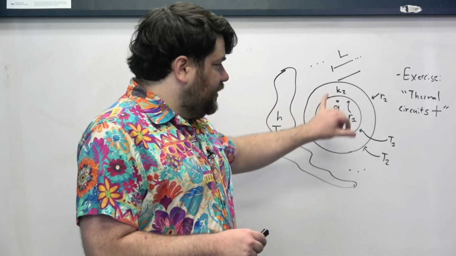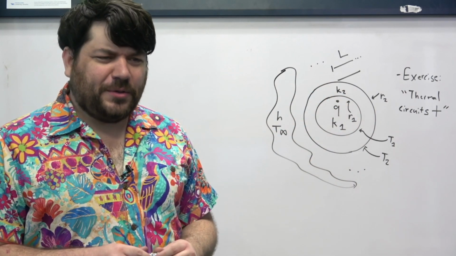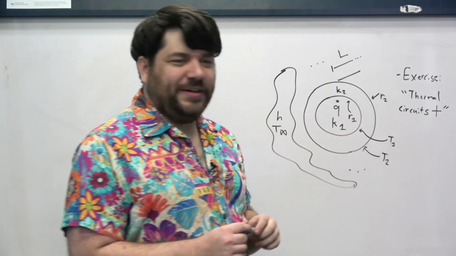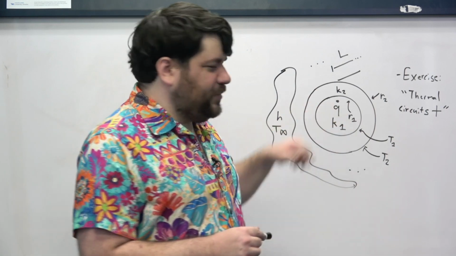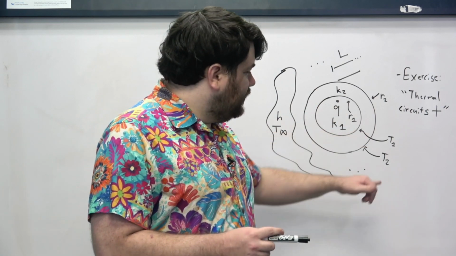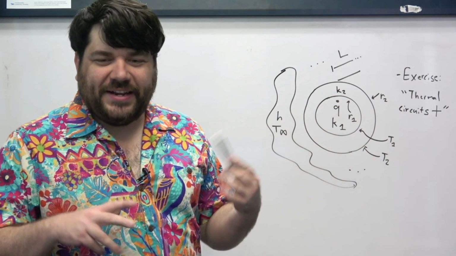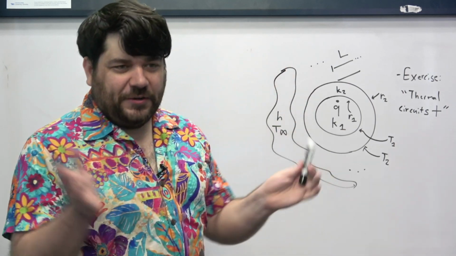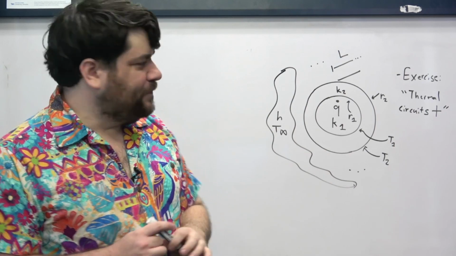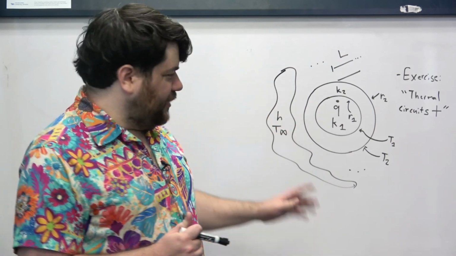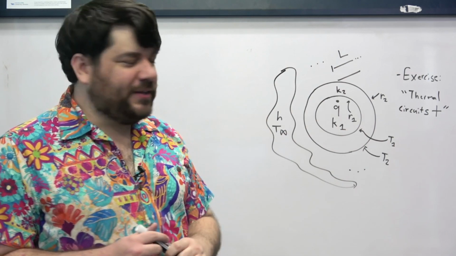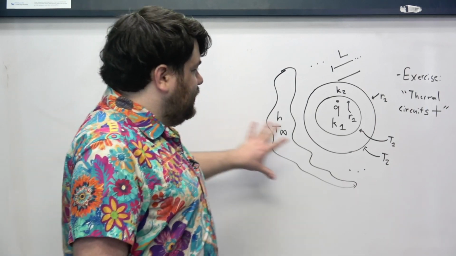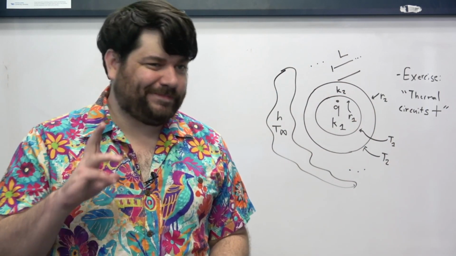But nevertheless, the cladding is still a solid object with some thermal conductivity K2 and some outer radius R2. And then we can say the temperature on the interface between the cladding and the fuel rod is T1, and the temperature of the outer surface of the cladding is T2. All of this is surrounded by air or some kind of liquid, with some heat transfer coefficient H between the outer surface of the cladding and that liquid, and the liquid is at some characteristic temperature T infinity. So this is the setup we're going for.